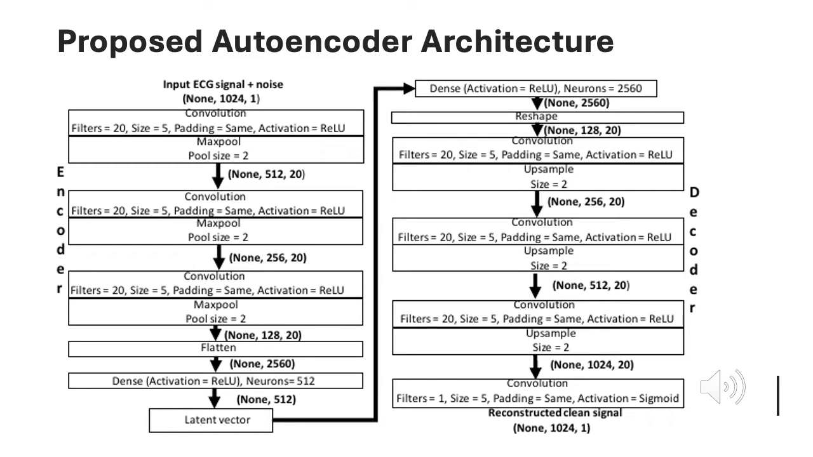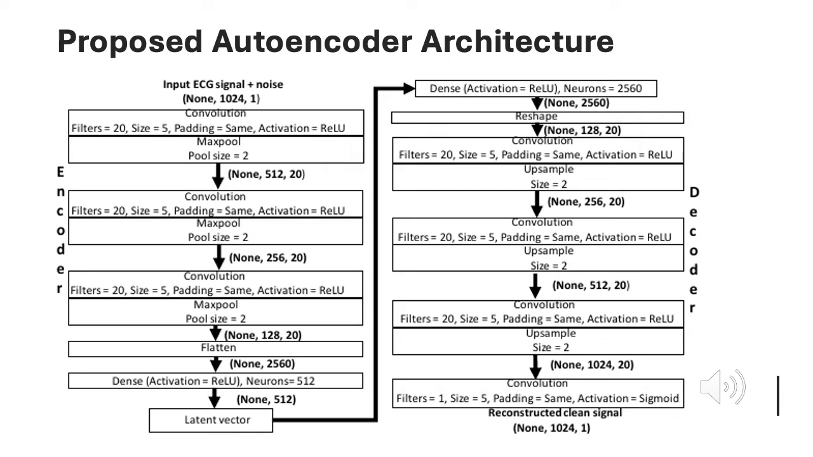Architecture of our proposed 1D convolutional denoising autoencoder is shown in this figure. Tensor dimension at the output of each layer is duly mentioned. Noisy ECG signals are first broken into non-overlapping rectangular windows of 1024 samples. Each window is considered as an independent input to the autoencoder.